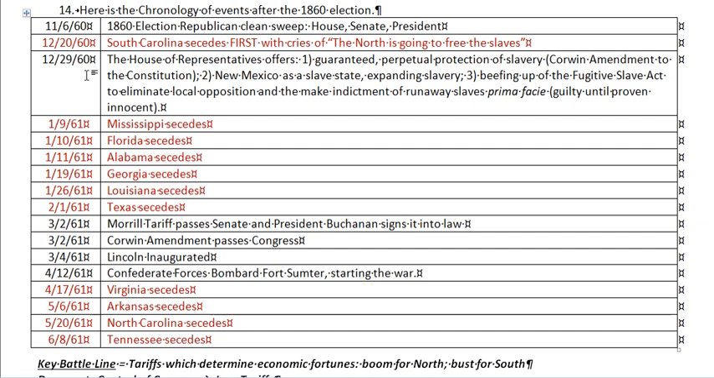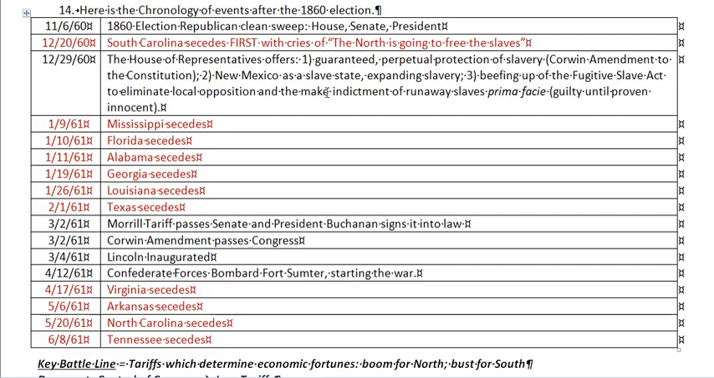Then, just 9 days later, the House of Representatives offers guaranteed perpetual protection of slavery with an amendment to the Constitution. They offered New Mexico as a slave state to expand slavery. They offered beefing up the Fugitive Slave Act to eliminate local opposition and make indictment of runaway slaves. So what they're saying is this is the sole jurisdiction of the federal government, right? Local governments don't have any say in this, right?